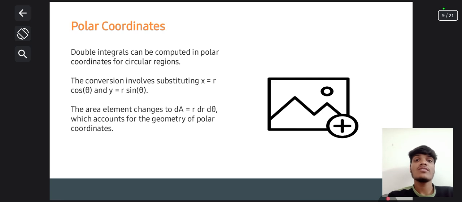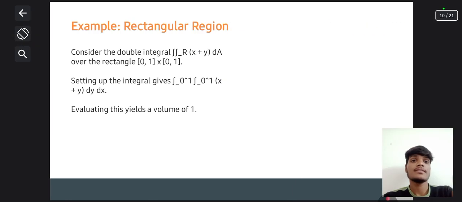The conversion involves substituting x equals r cos theta and y equals r sin theta. The area element changes to dA equals r dr d theta, which accounts for the geometry of polar coordinates. Double integrals can be computed through polar coordinates for circular regions.